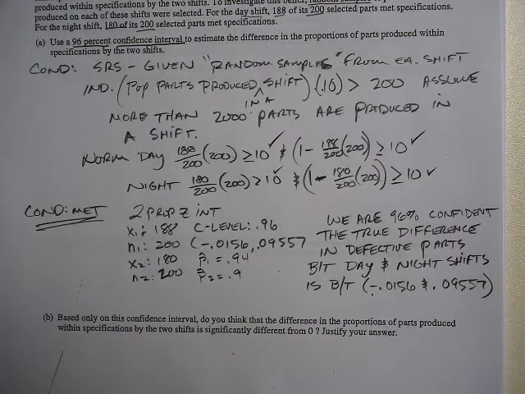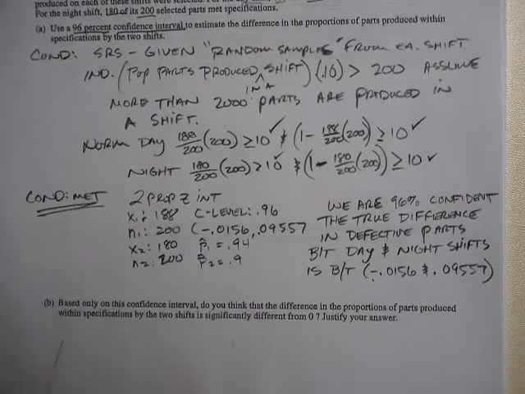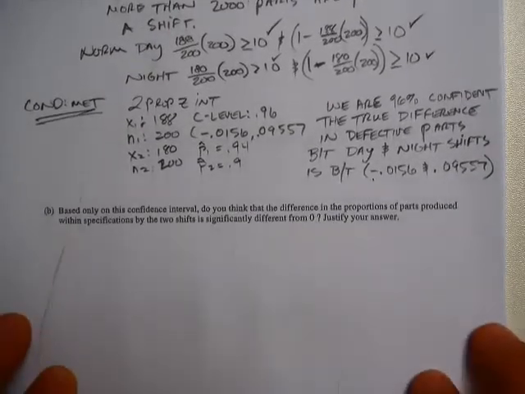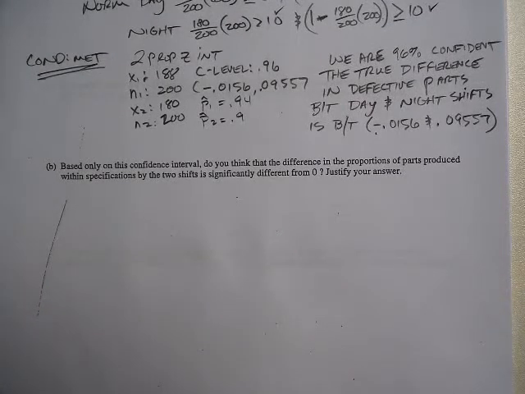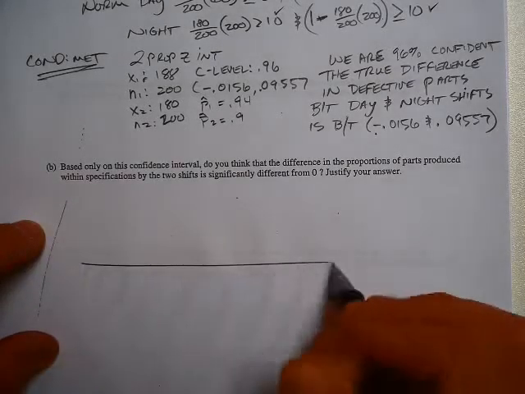All right, so we've gotten the confidence interval. Now, the important question, based only on this confidence interval, do you think that the difference in the proportion of parts produced within specifications by the two shifts is significantly different from 0? Justify your answer. This one is easy.